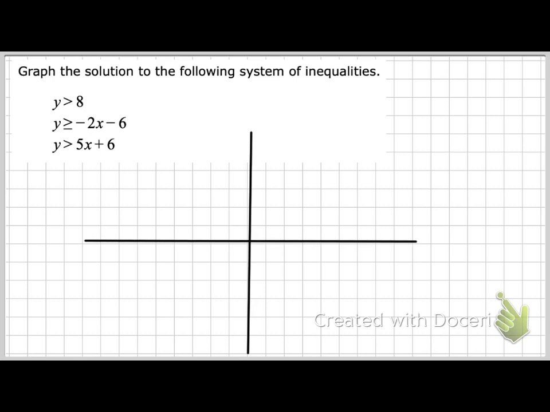Something that I like to do when I have a system of inequalities like this is to number them. 1, and 2, 3. And that way, whenever I'm doing any work with any of the inequalities, I can number it and anyone would know what I'm talking about.